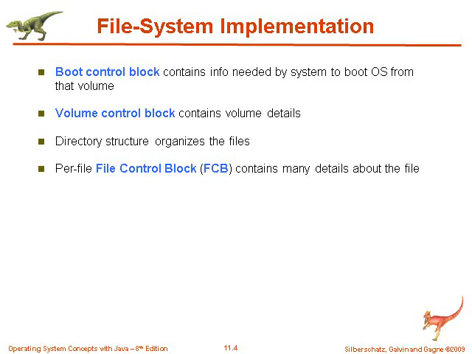In addition to the boot block, each volume needs a volume control block to contain information such as the number of storage blocks, sectors or clusters, the size of each block, the number of free blocks, pointers to free blocks, and so on. A directory structure is built for at least the root directory of the volume. Other directories can be built under that. Each file within the directory has a file control block, or FCB, associated with its directory entry containing information about it.